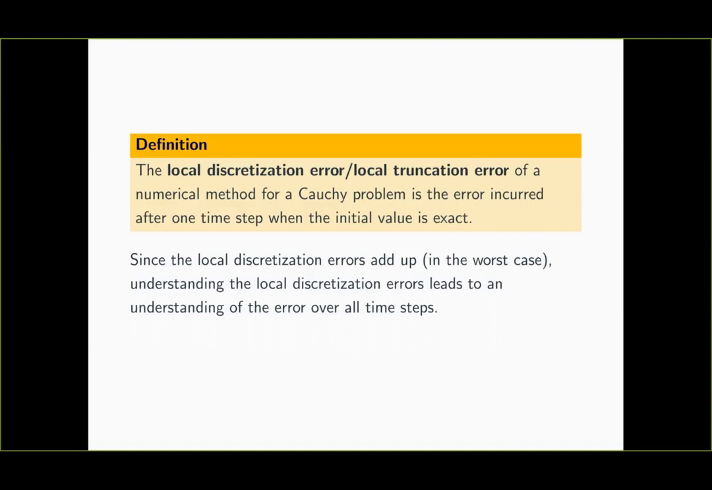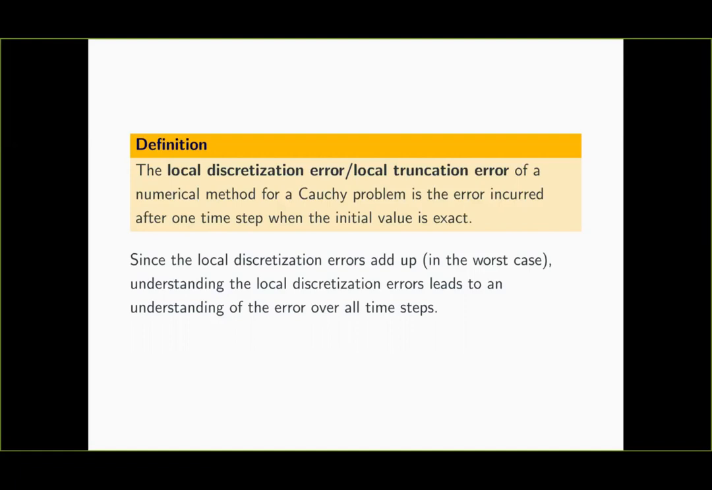So in the worst case, the total error that we have after a certain number of time steps can be bounded roughly in terms of the previous local discretization errors. So for that reason, understanding how these local discretization errors work, in particular understanding the local discretization error for a particular method, will allow us to immediately tell what is the global behavior of that method. If we know the error after one time step for a numerical method, then we also can tell the error after arbitrary many time steps.